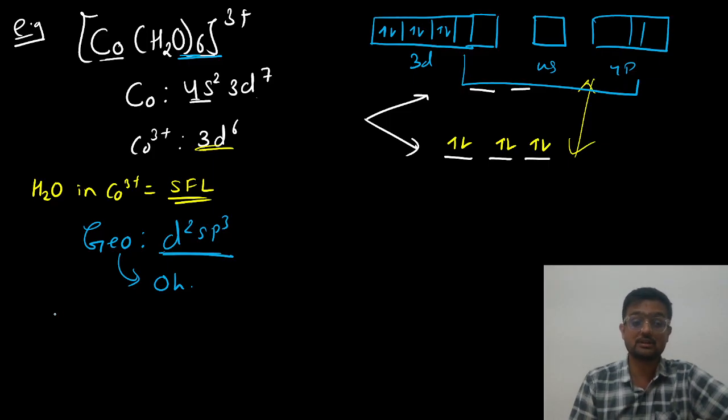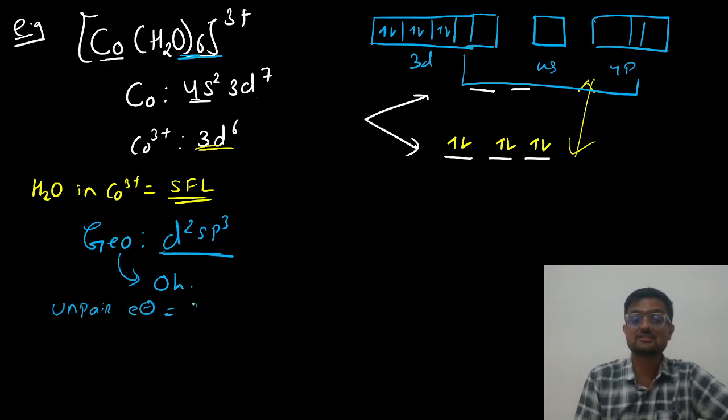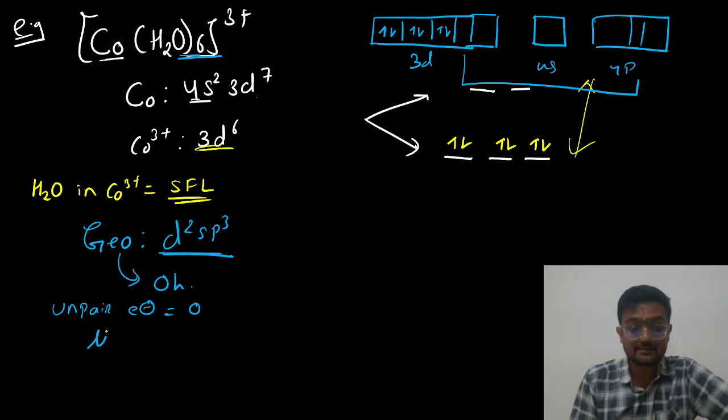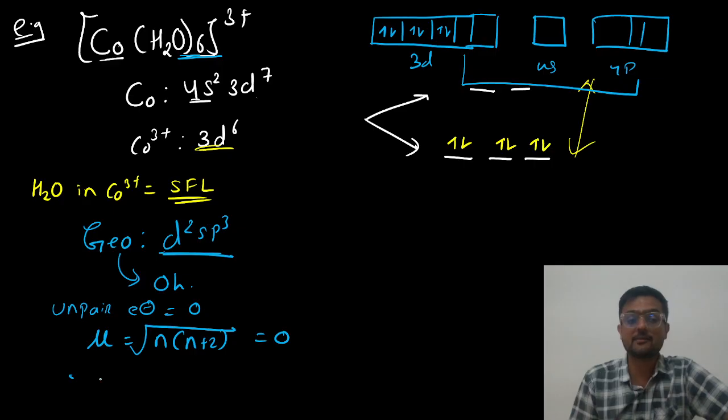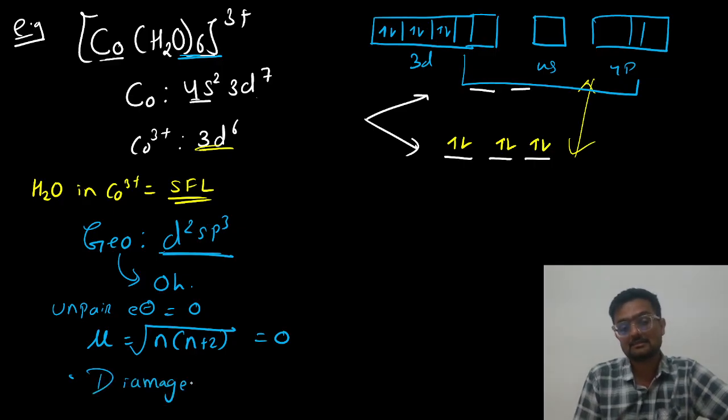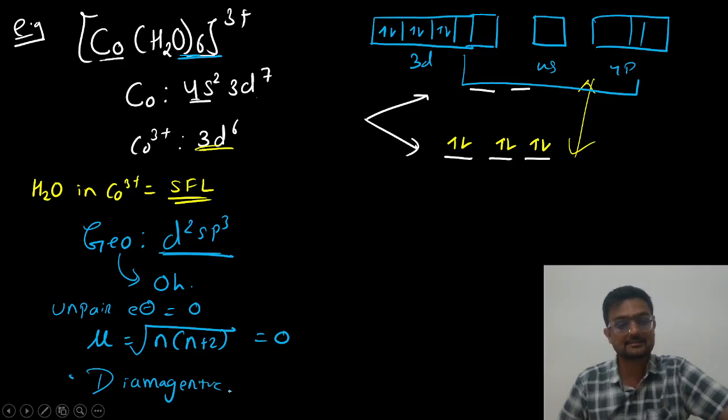Along with this, they can ask you the number of unpaired electrons. How many unpaired electrons do I have? I have 0 unpaired electrons. If I ask about the magnetic moment, how do we find it? Root over n into n plus 2, where n is the number of unpaired electrons. So the magnetic moment is going to be 0. If there are no unpaired electrons, this type of complex is called a diamagnetic complex.